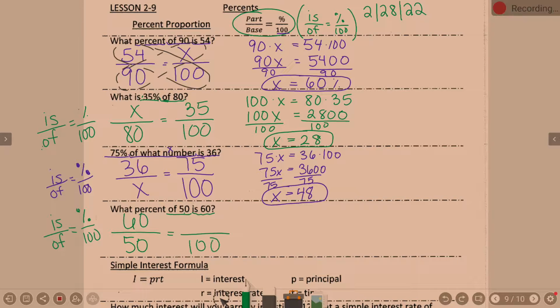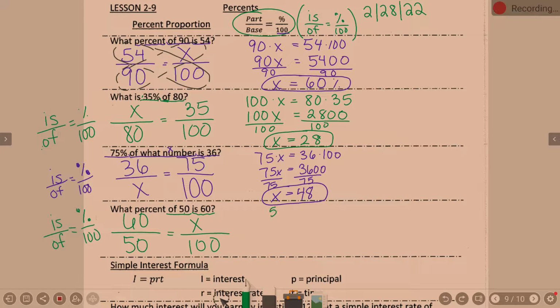And then this time it says what percent, so we do put x. Now, earlier I said bigger number is often on bottom, but not always. Here's a not always, isn't it? Okay, so did you do your cross products?